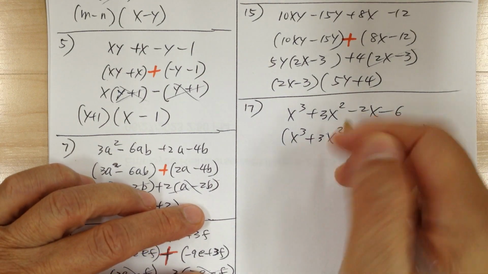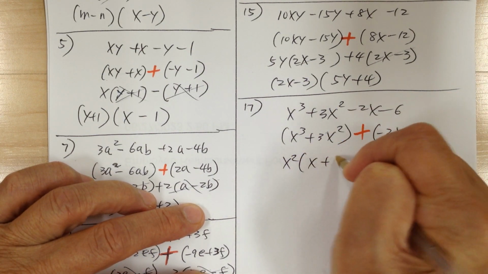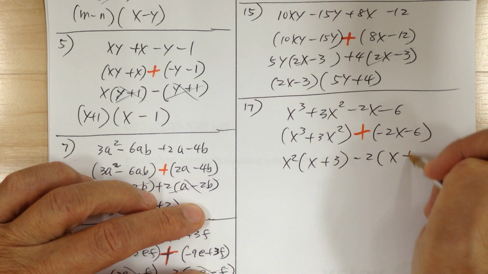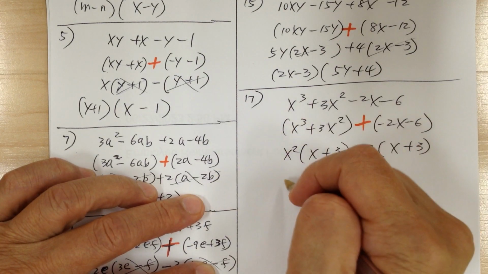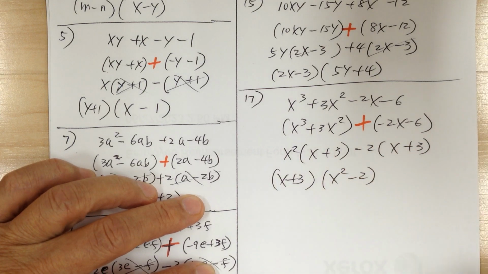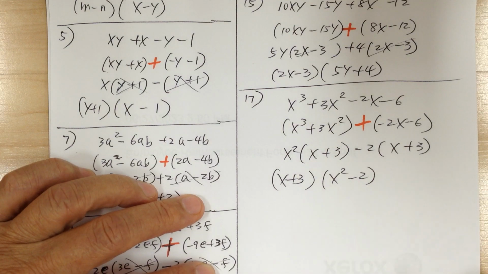Okay. Next, you can factor out the x squared. So you're going to get x plus 3. This one you have to factor out the negative 2. So you're going to get x plus 3. Okay. And then you can factor out the x plus 3. And you're going to get x squared minus 2. Okay. And for now, this is as far as you can go. Okay. And that's it.